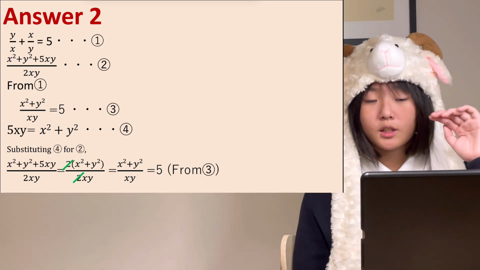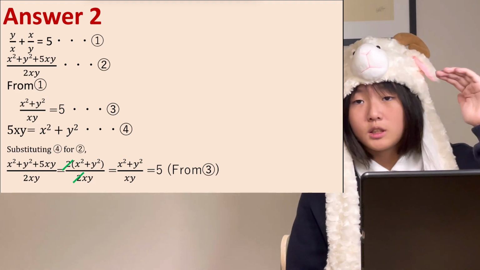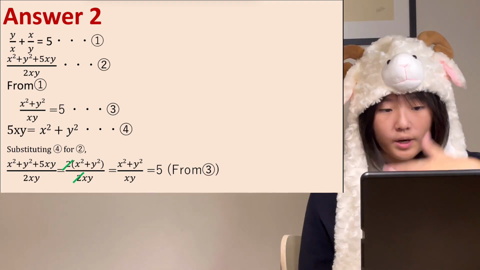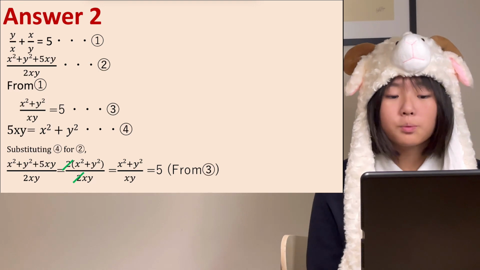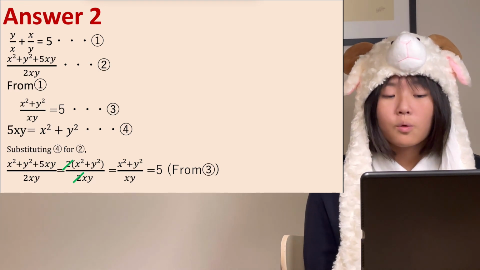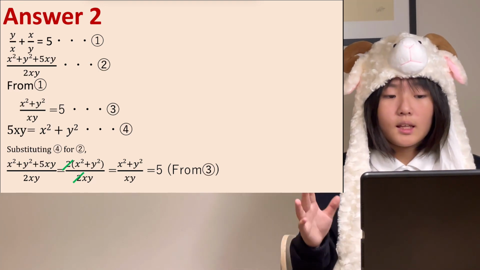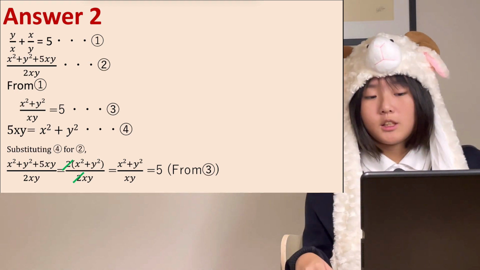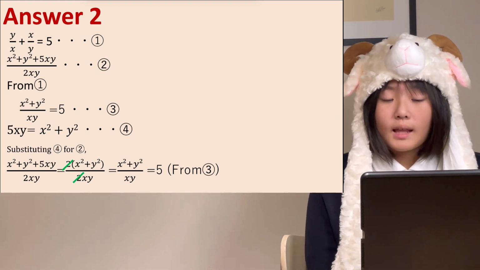So since you have the number 2 in both the denominator and the numerator, you can erase that. So it becomes x squared plus y squared over xy, which then means that it is the same as the first simultaneous equation. So then that equals 5.